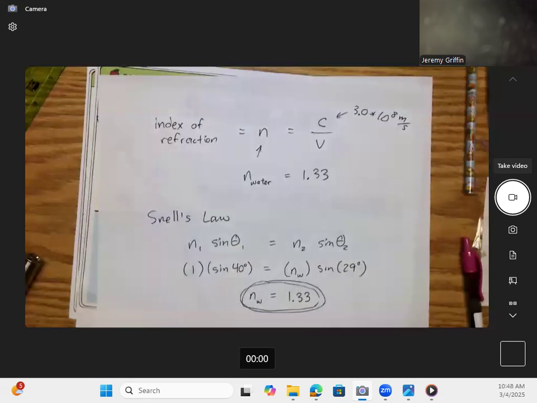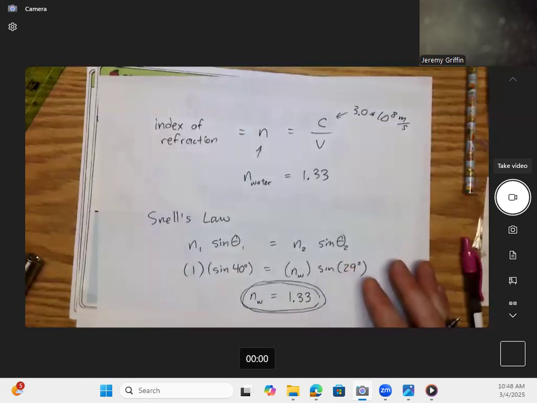That tells you, remember what that tells you? That tells you the ratio that light will slow down in water compared to a vacuum or compared to air. Okay?